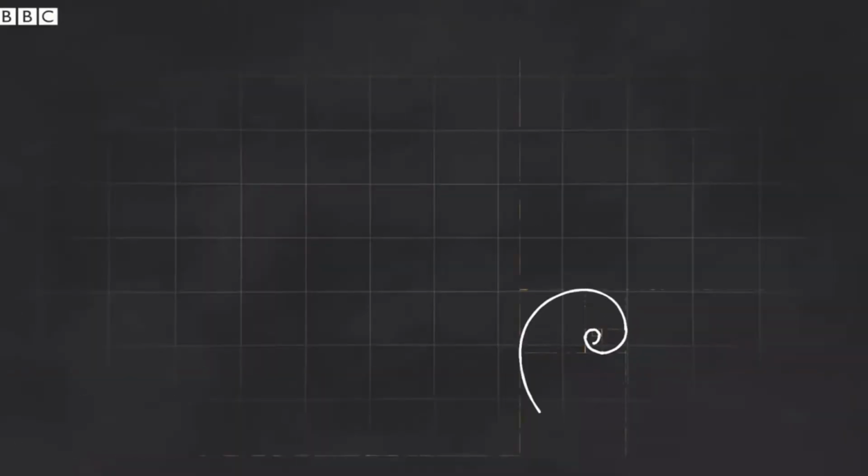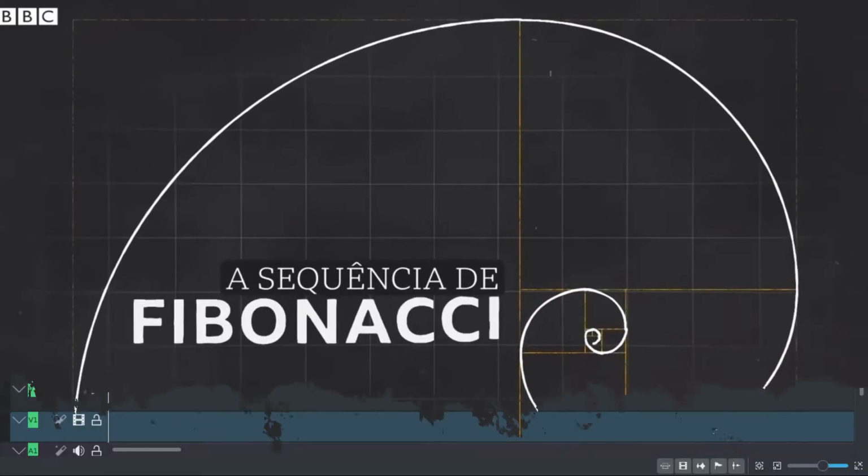Today I will show you how to do something like this. A transition using only solid colors and native effects on Kdenlive. Very fast. So let's go.